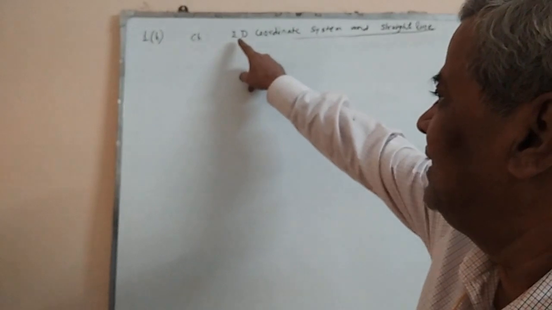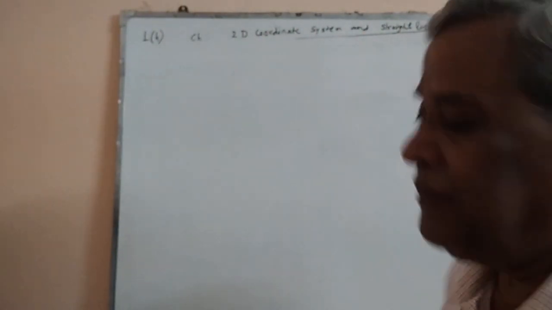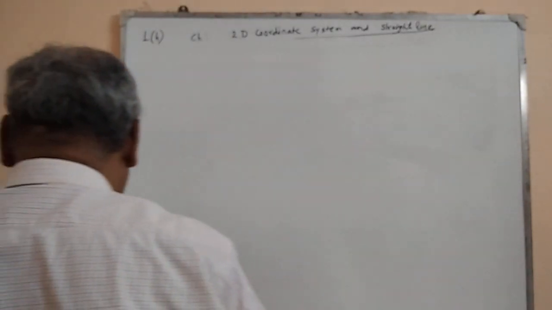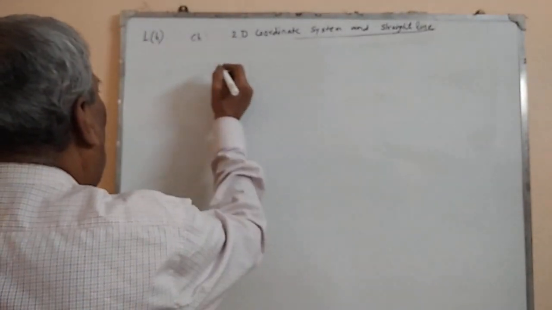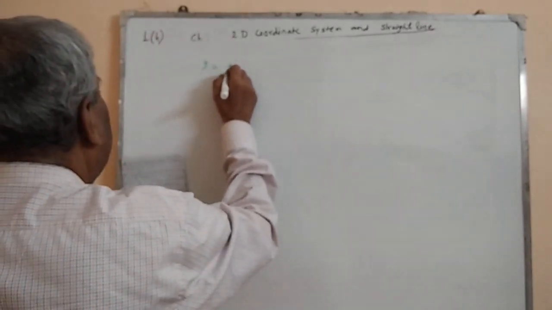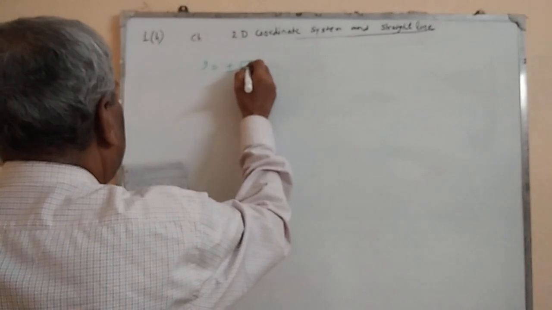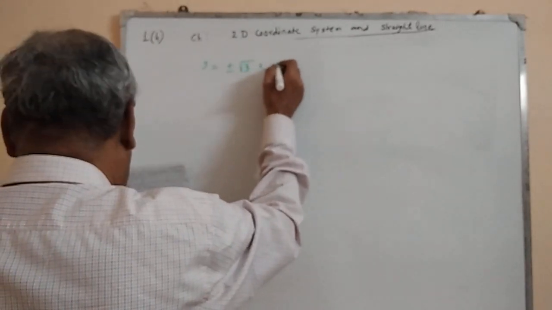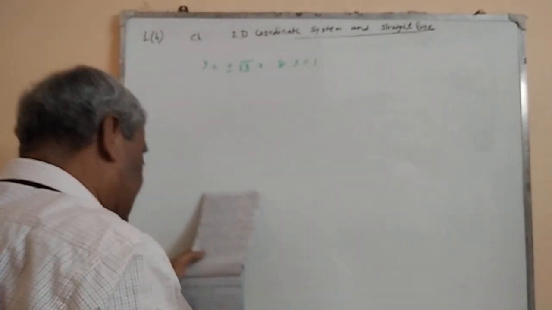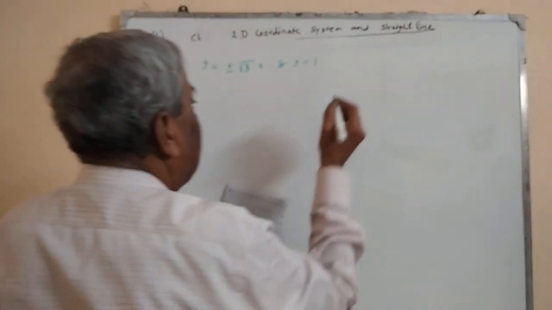This chapter is 2D coordinate system and straight line. So today's first problem, let us take the first problem, which is: the triangle formed by y is equal to plus minus root 3x and y is equal to 1 is, number 1, right angled.